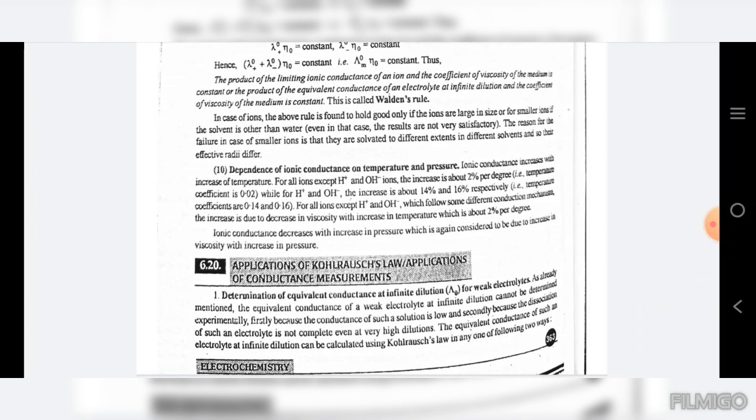In case of ions, the above rule is found to hold good only if the ions are large in size. For smaller ions, if the solvent is other than water, even then the results are not very satisfactory. The reason for the failure in case of smaller ions is that they are solvated to different extents in different solvents, and so their effective radii differ.